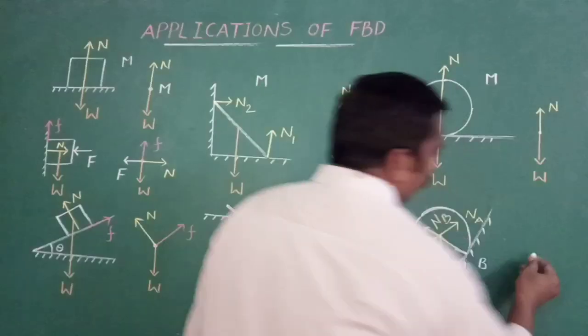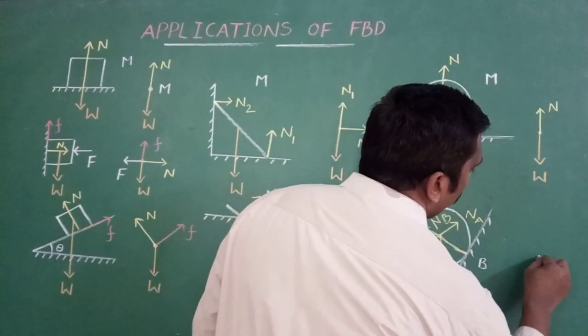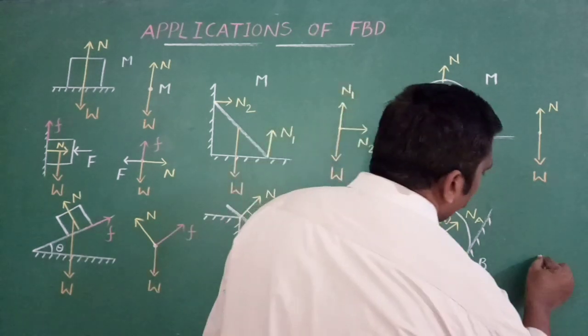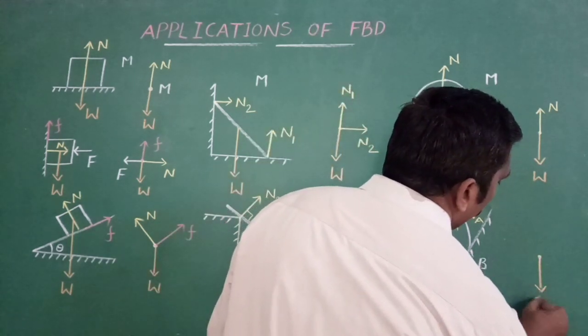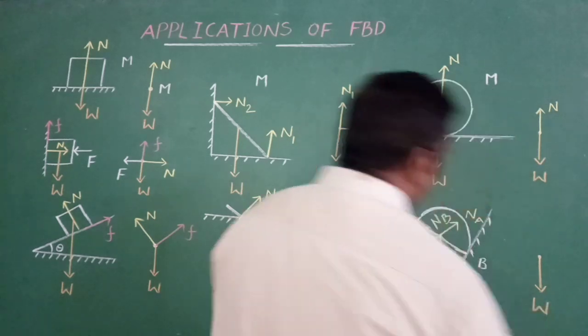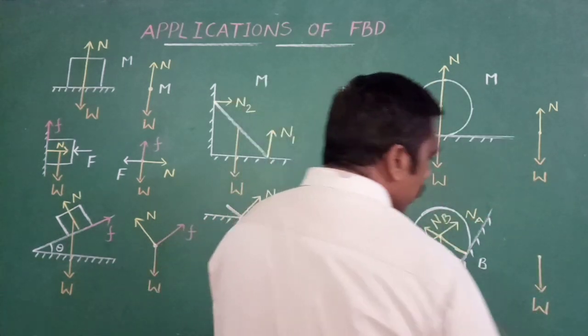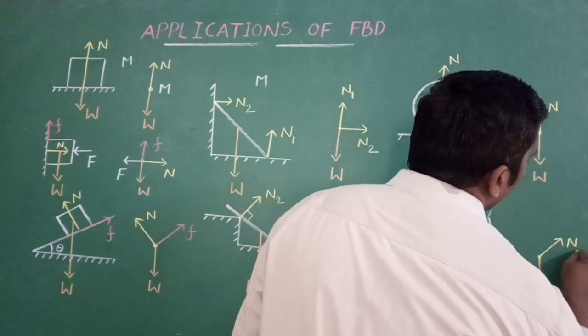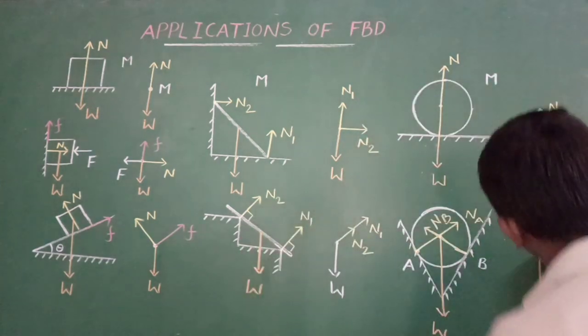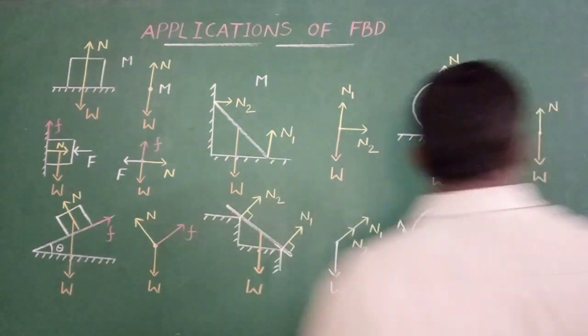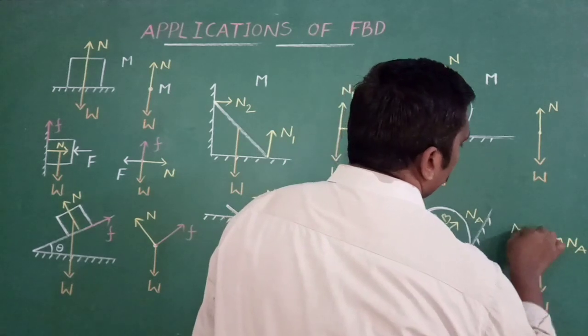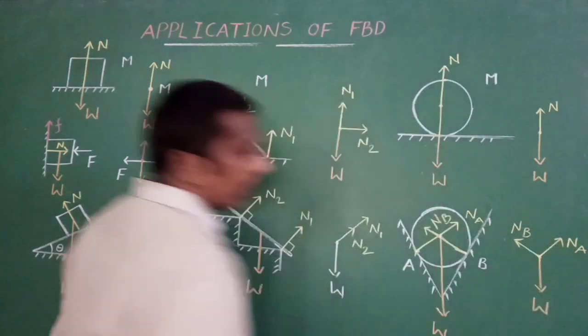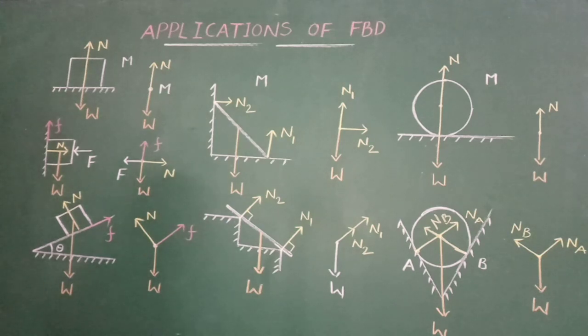You draw the free body diagram. In the free body diagram, its weight W acts downward, and one normal reaction acts like this, NA, and another normal reaction acts like this. This is NB. These are the free body diagrams in different situations. Next, we see a different model.